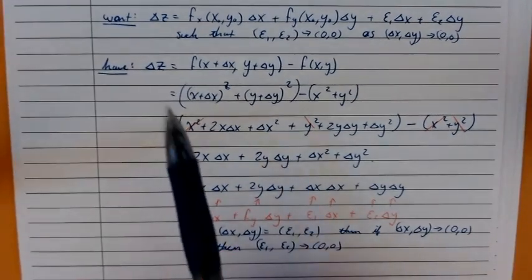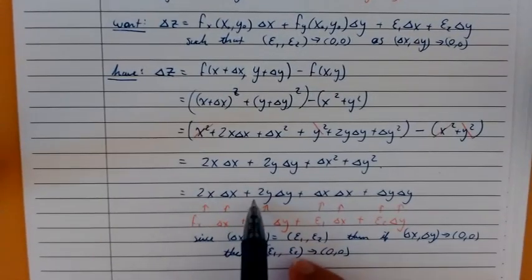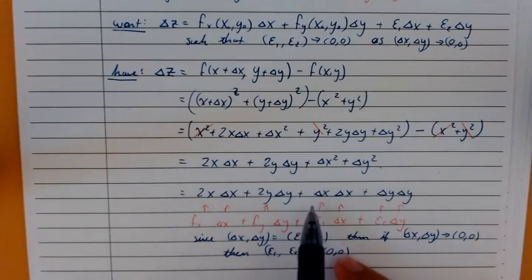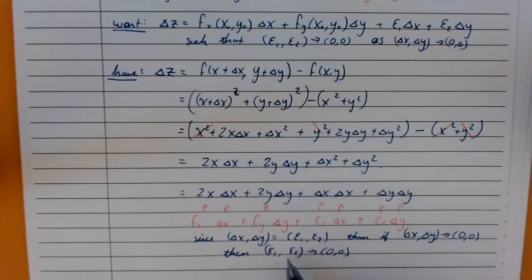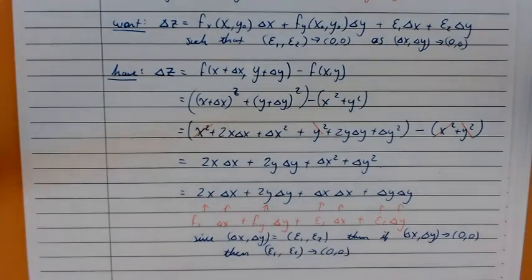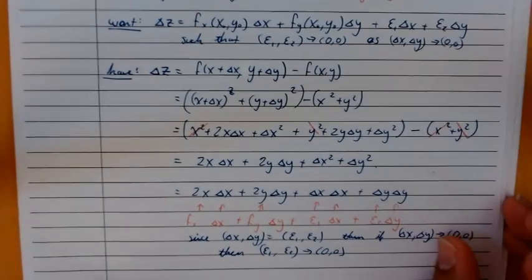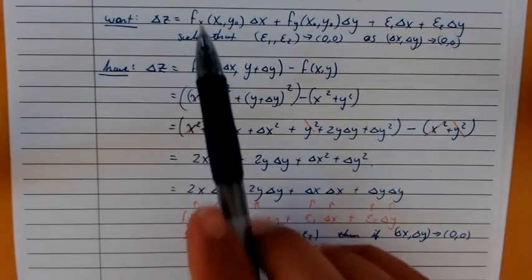So here this shows that this delta z for the increment for this function can be written as f sub x delta x plus f sub y delta y plus epsilon 1 delta x plus epsilon 2 delta y, such that as delta x, delta y approach 0, epsilon 1, epsilon 2 approach 0. And so by definition, hey, we got what we wanted. So by definition, yes, this function is differentiable.